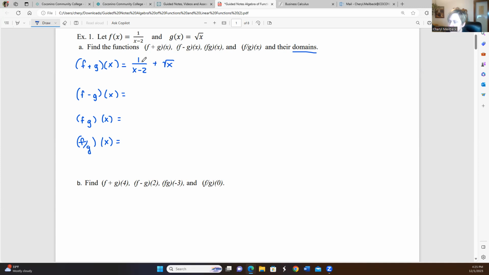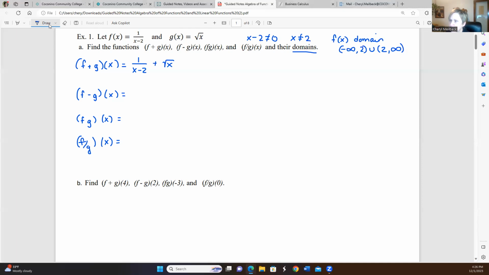So as we look at these domains, looking at my f of x domain, I can see that I have a fraction. And when you have a fraction, the denominator can't equal 0. So if this x minus 2 can't equal 0, if I add 2 to both sides, I get x can't equal 2. So the domain of my f of x function would be from negative infinity to 2, but not including 2, and then from 2 to infinity. We would write it like that.